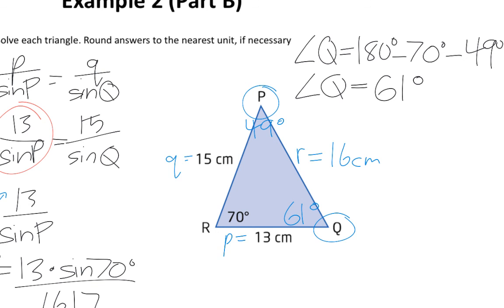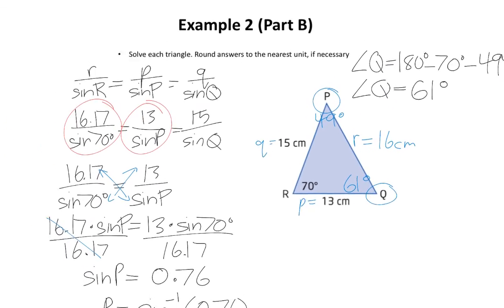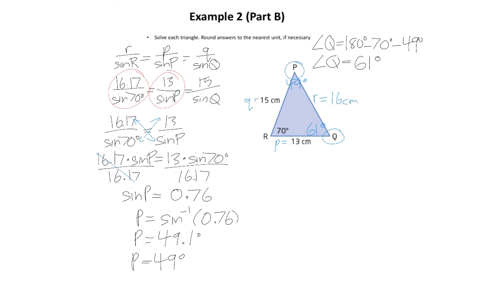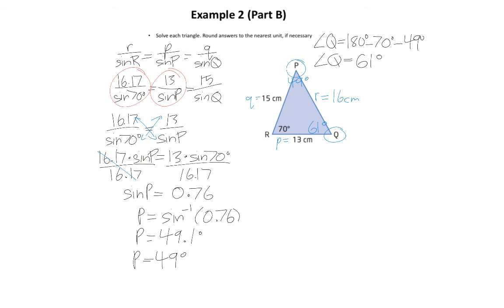As you can see, we have solved this triangle. We know all of the side lengths, and we also know all of the angles. And we used a combination of both the cosine law and the sine law. Remember, the cosine law is used to find side lengths, whereas the sine law can be used to find angles and side lengths.